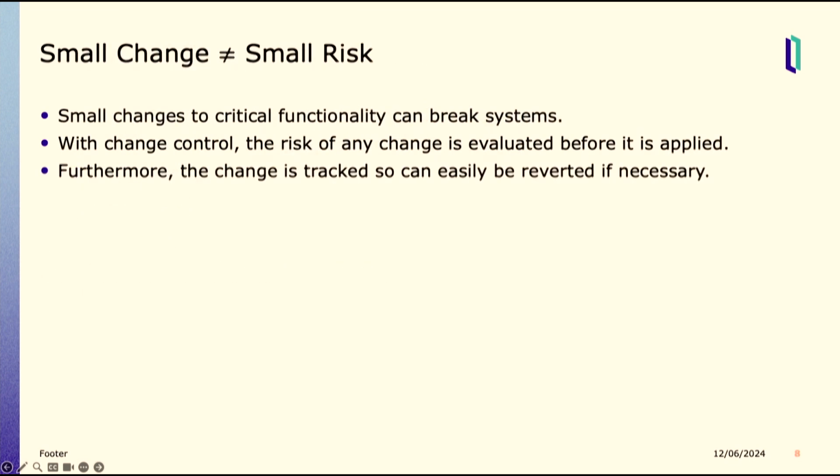And with that, even a small change within critical functionality can bring a system to its knees. With change control, as I said, you evaluate the risk up front, so you really proactively take those steps to identify what could go wrong because of this and to mitigate those risks in the process. And because the change is tracked, it's easy to revert.